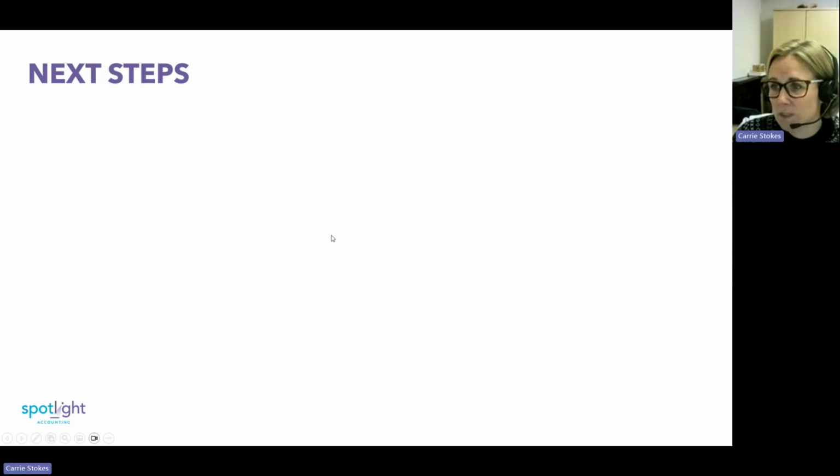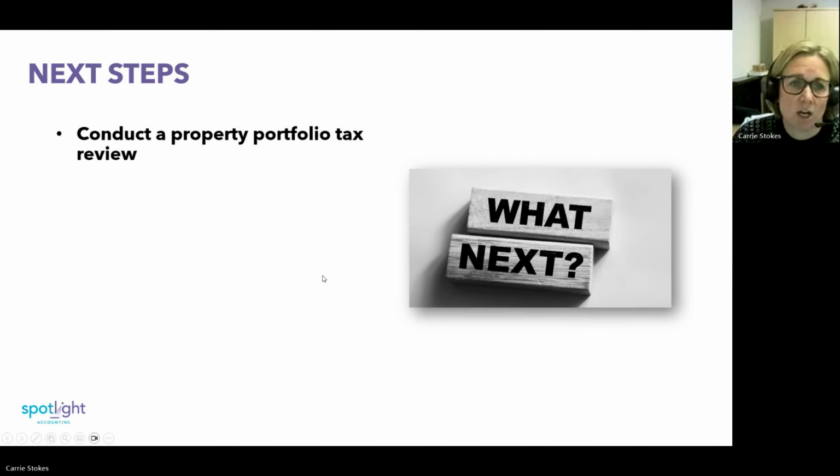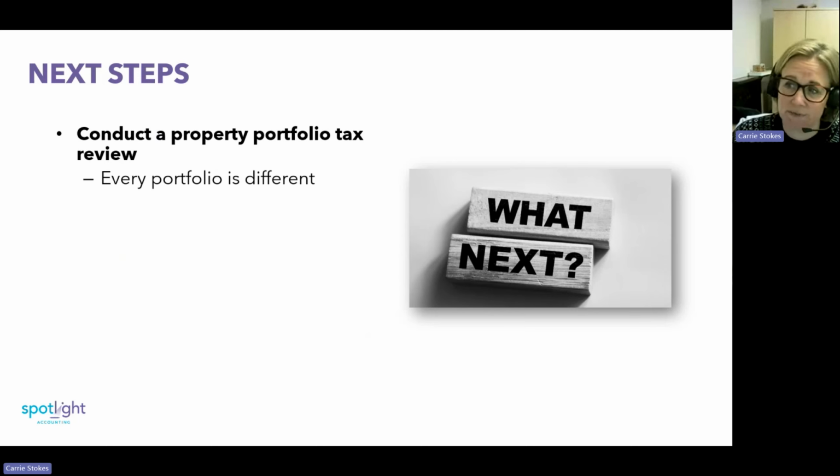So next steps with all this. Conduct a property portfolio tax review. That's looking at your property portfolio as it is, the values, the rental income, what the potential capital gains tax is, and what the long-term plans are with that property portfolio. Every portfolio is different, so we give every client an almost different answer as to the right structure for their property portfolio and for the long-term plans.